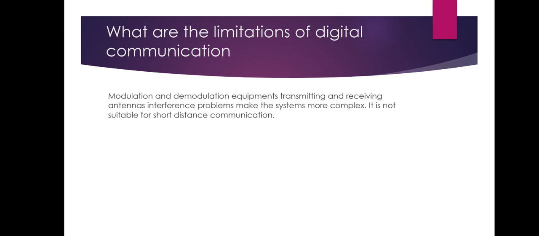What are the limitations of digital communication? Modulation and demodulation, equipment for transmitting and receiving, and antenna interference problems make the system more complex. It is not suitable for short distance communication.